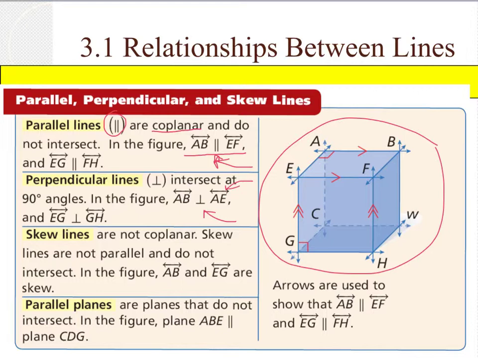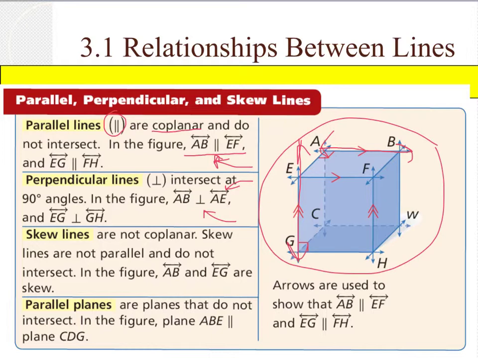Skew lines. Skew lines are something different. They are not coplanar, but at the same time they are not parallel because they are not coplanar, but they will never intersect. In this figure, if you look at AB and EG, notice that AB would be on that back side going horizontal, and EG would be on that front side going vertical. They won't intersect because they are on two different planes. They're far away from each other, and they'll extend on and on forever without ever crossing.